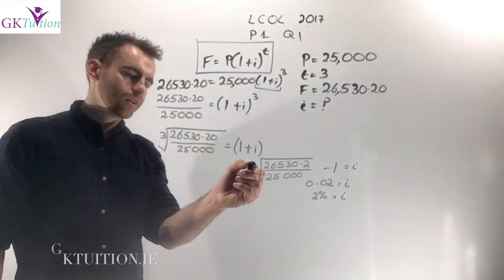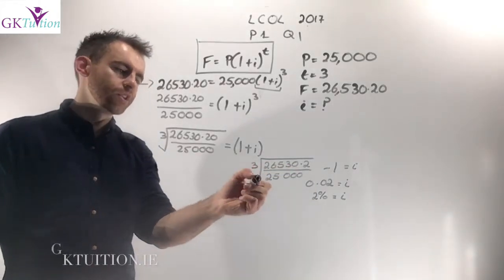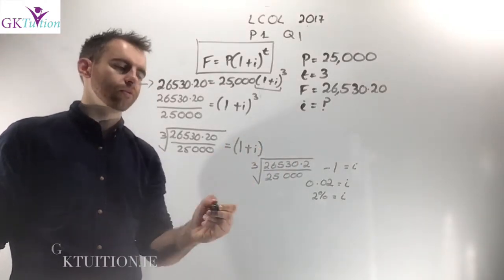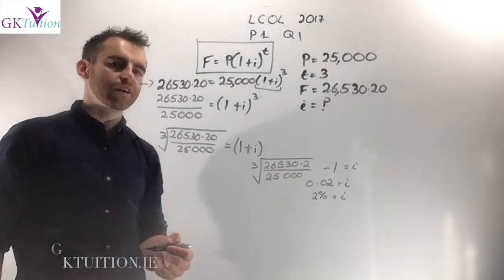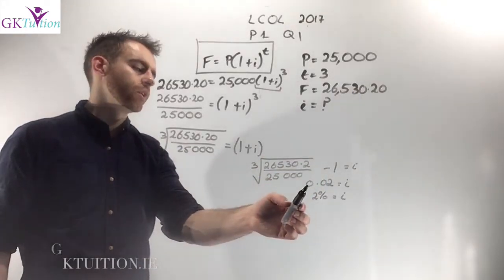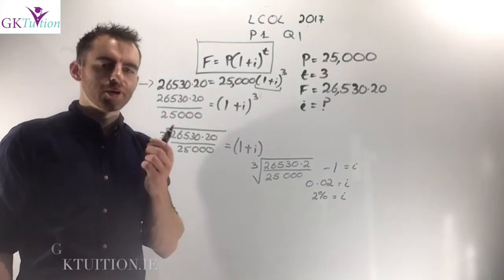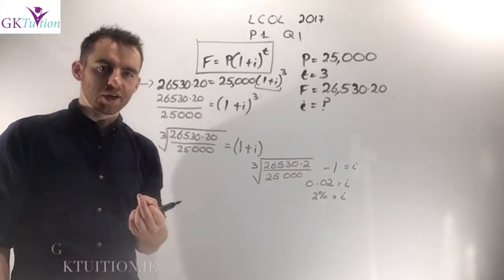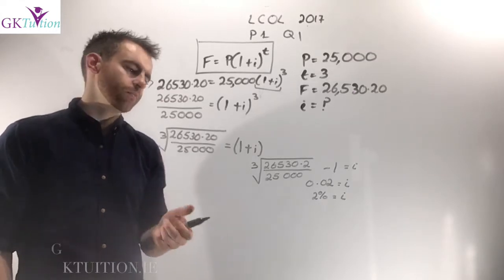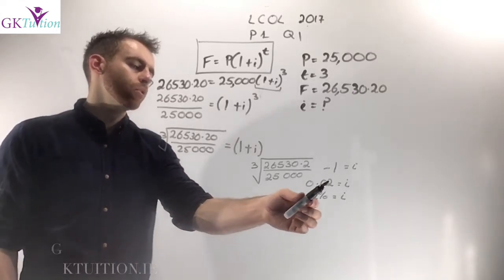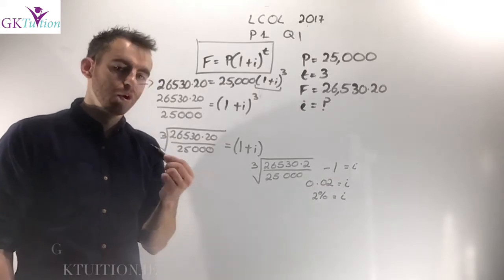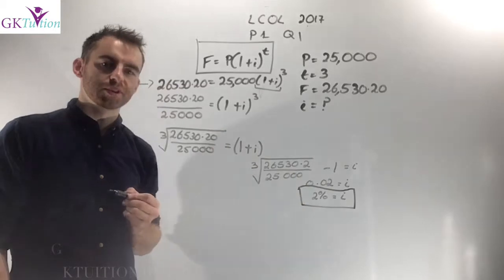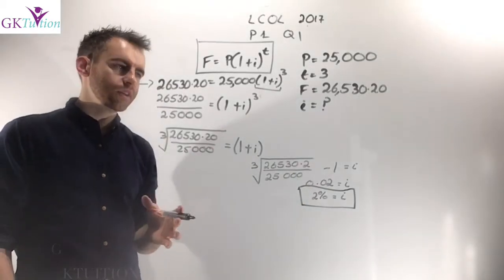Now you can plug all of this into your calculator. There's a button on your calculator for cubic root. If you press shift and then the square root, there's a little button that says it's cubic root. So you can plug all that into your calculator and your I should work out as 0.02. Now remember, that's I as a decimal, but realistically if they've asked you for the interest rate, you need to leave your answer as a percentage. So to convert it to a percentage, you multiply 0.02 by 100, and your final answer is the interest rate must have been 2%.